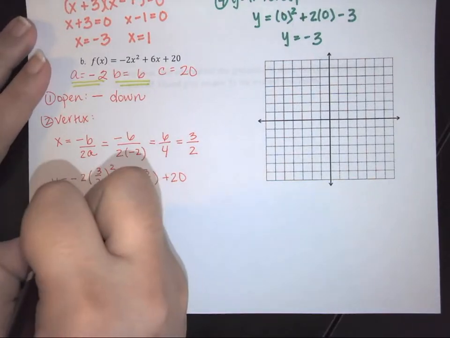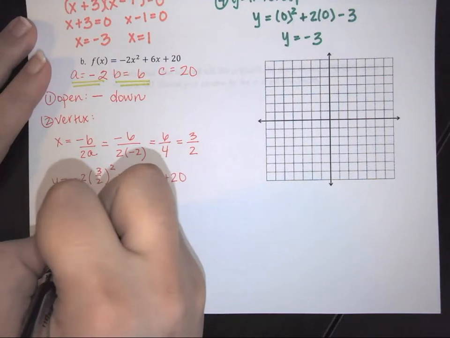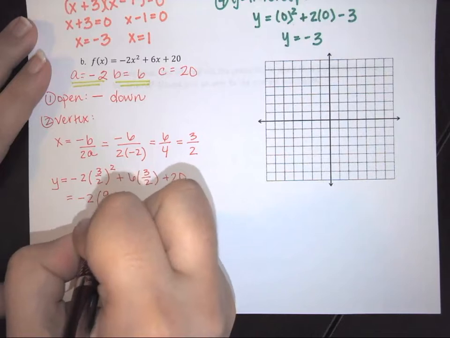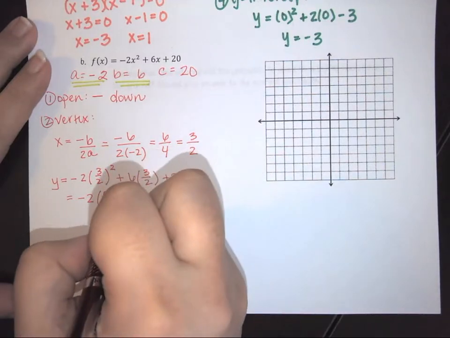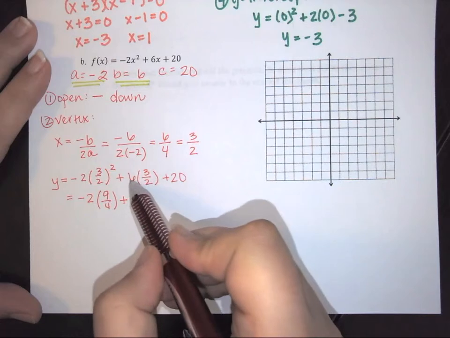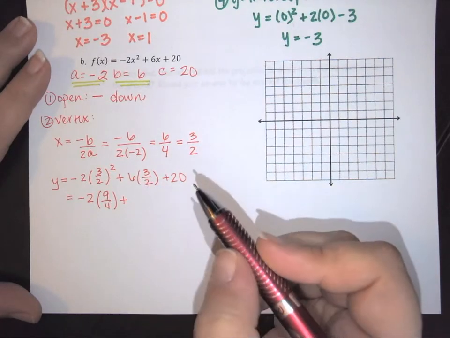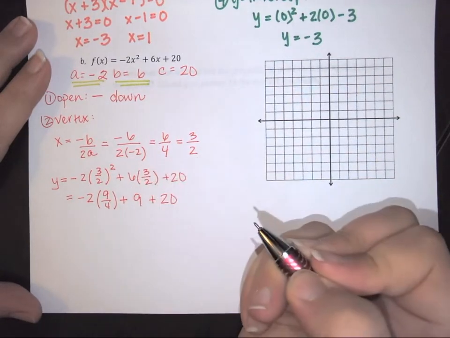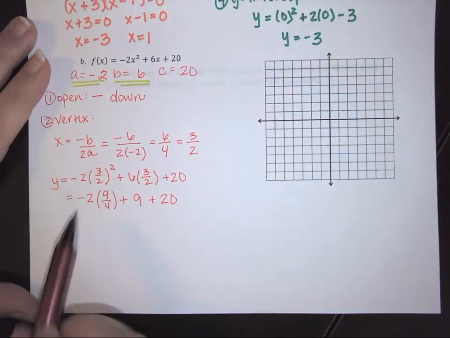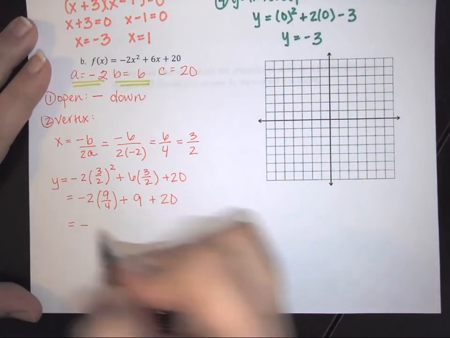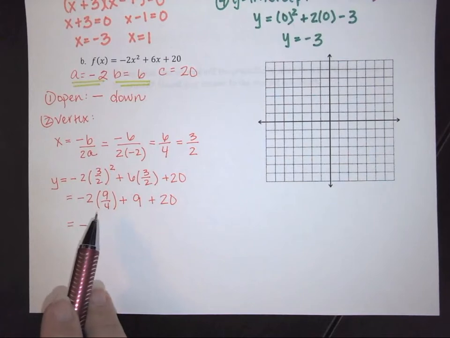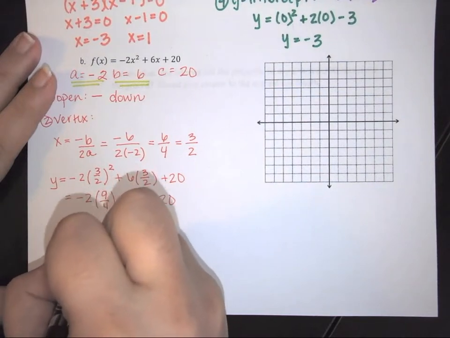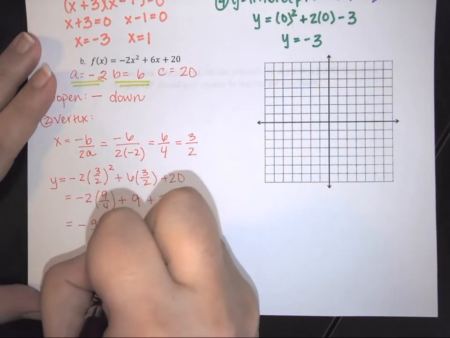So we need to start reducing. 3 over 2 squared says you square the top and you square the bottom. So this becomes 9 over 4. Plus 6 over 2 reduces to 3, and then 3 times 3 is 9, plus 20. If we look back at the beginning again, it's still going to be negative. 2 over 4 is going to reduce to put 2 on the bottom. So this becomes negative 9 halves plus 20.